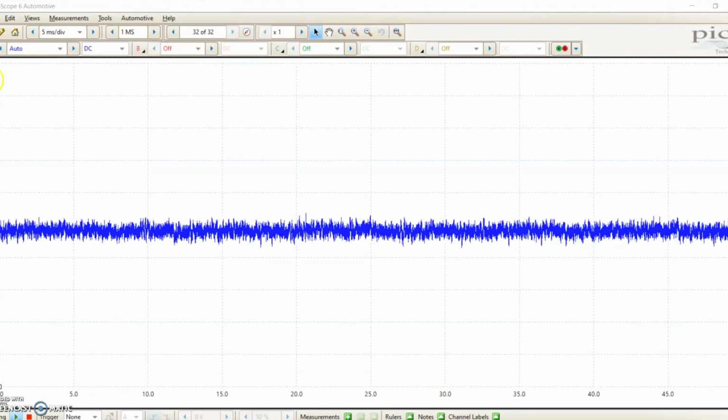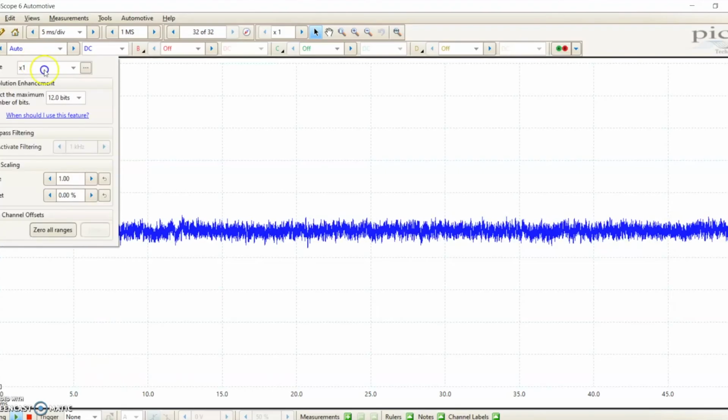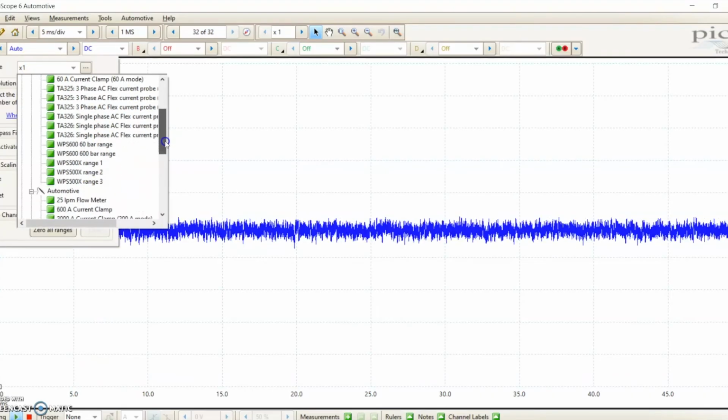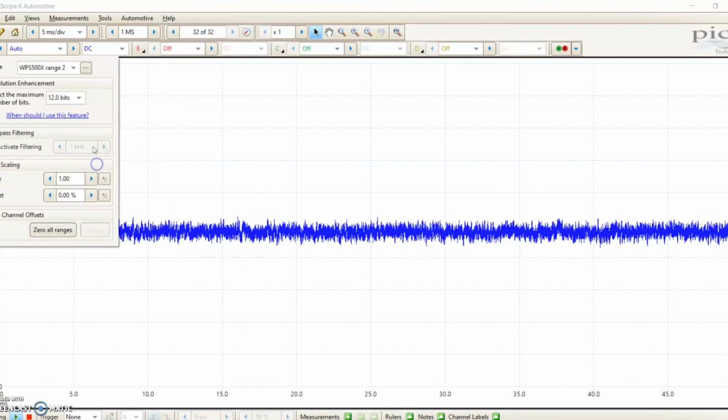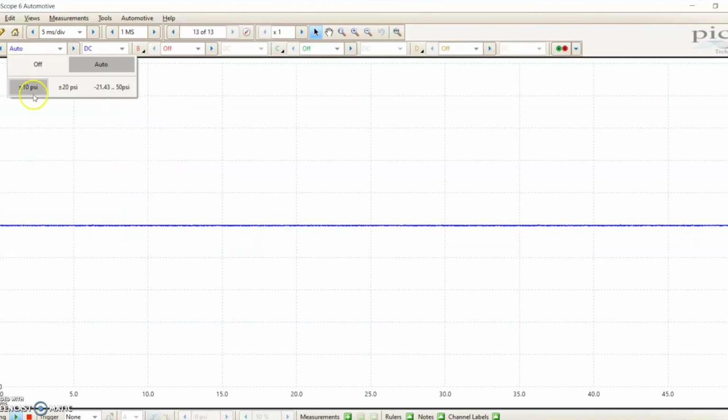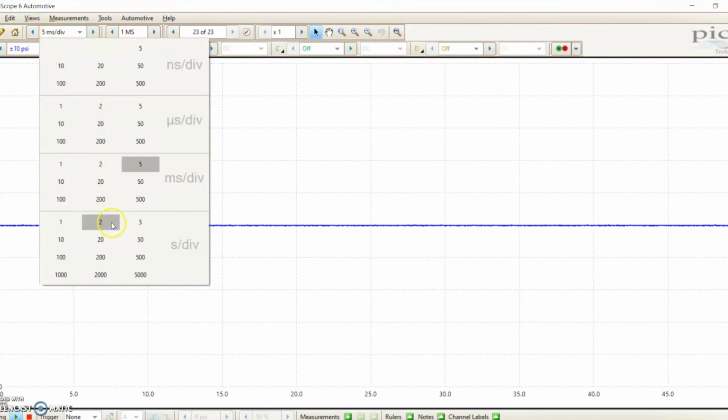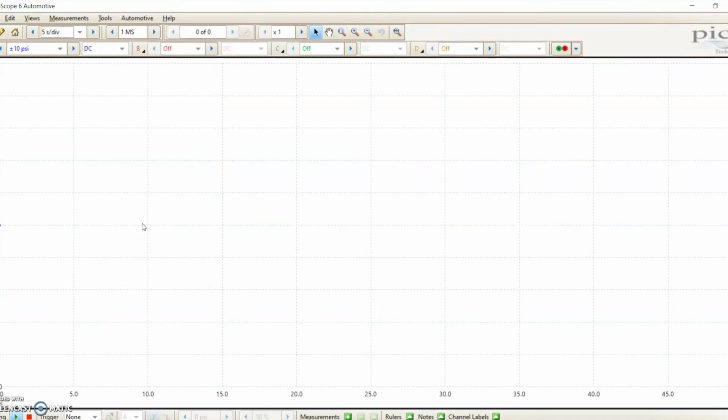Alright, now we can set up our lab scope. So we need to set our probe calibration. In this case, I'm using the WPS 500 on range 2. We can set our pressure range. In this case, I'm going to do plus or minus 10 psi. And then we can put a lot of data on the screen. I'll do 5 seconds per division, which is 50 seconds for a screen. And now we can start the engine up.